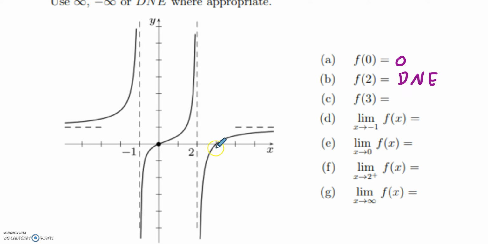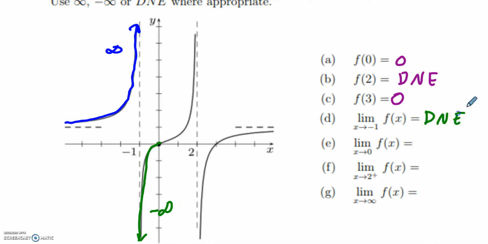F of 3, what y value exists at the x value of 3? Looks like it crosses the x-axis at 0. So my answer for part C is 0 as well. Part D asks, what is the limit as x approaches -1? But notice it does not say a direction, so I need to check both. As you're approaching -1 from the left, it looks like it's going towards positive infinity. As I'm approaching -1 from the right, it looks like it's going towards negative infinity. So because the limit's not the same from both directions, that means the limit does not exist.